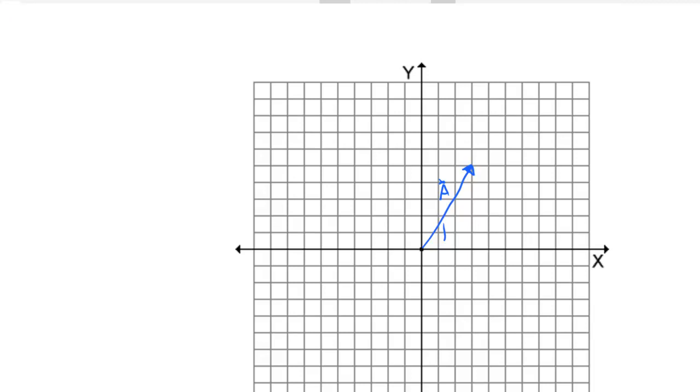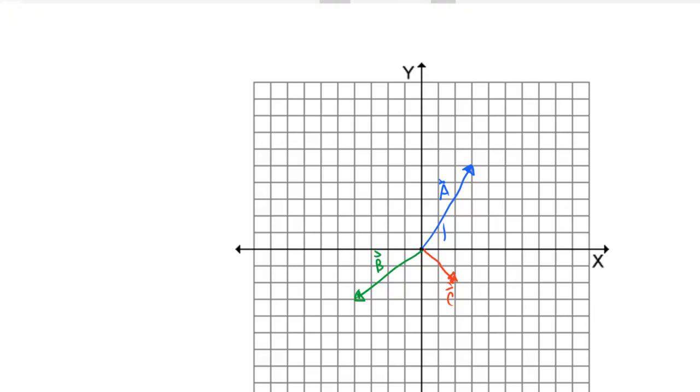And then let's say we have another vector. We'll say that vector B looks something like this. There's vector B, and then let's say that vector C is a vector like this. This is vector C. And we have vector B right here, and vector A in blue there.